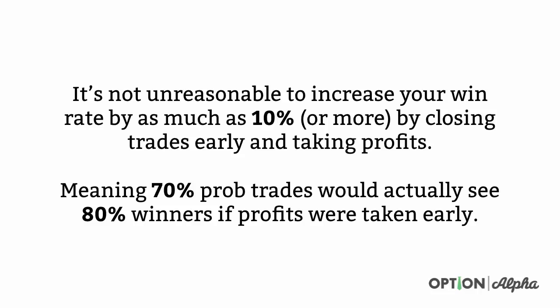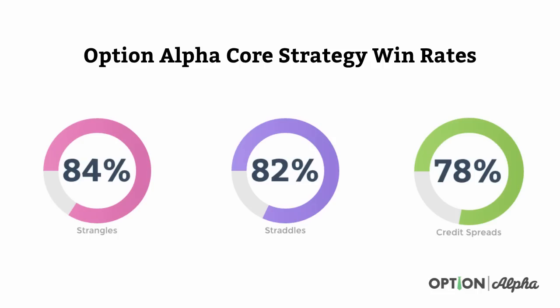So the reality is that it's not unreasonable to increase your win rate by as much as 10% or more by closing trades early and taking profits. Meaning a 70% probability trade would actually see 80% winners if profits were taken early and the trade was closed out.